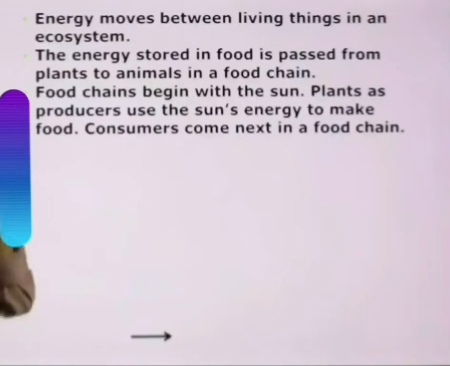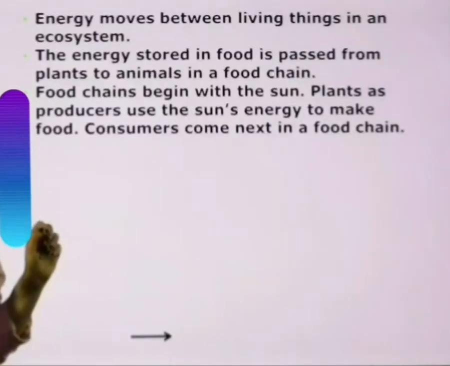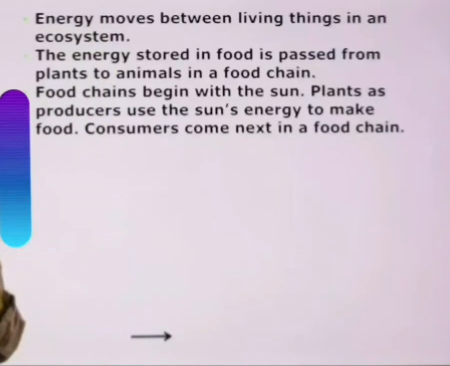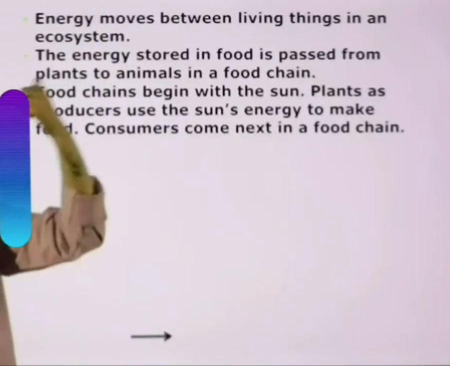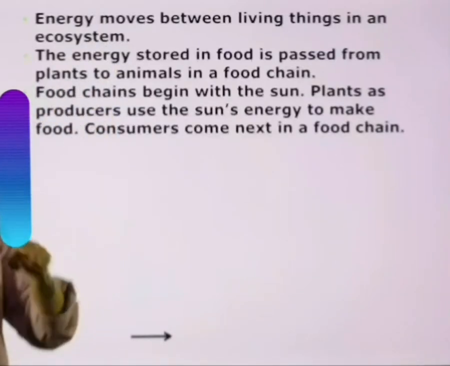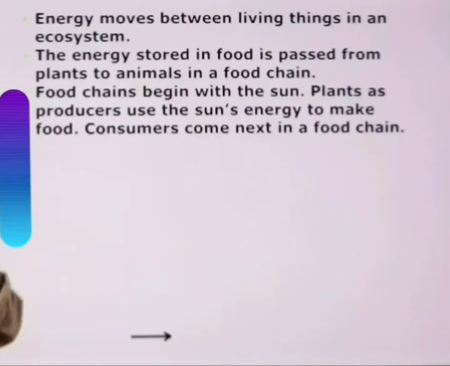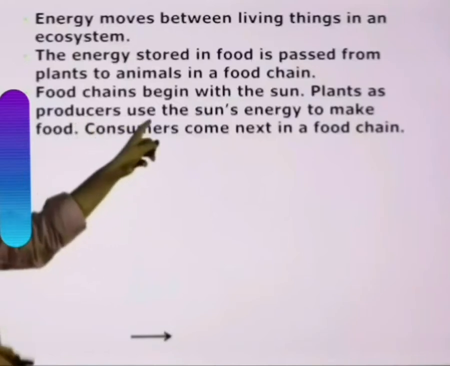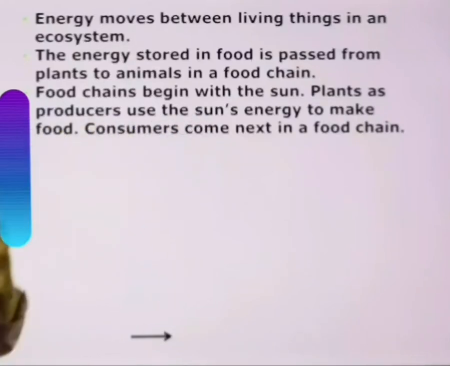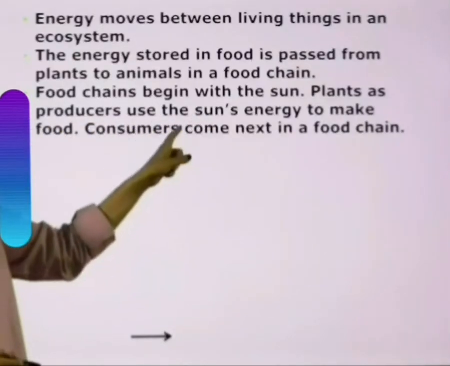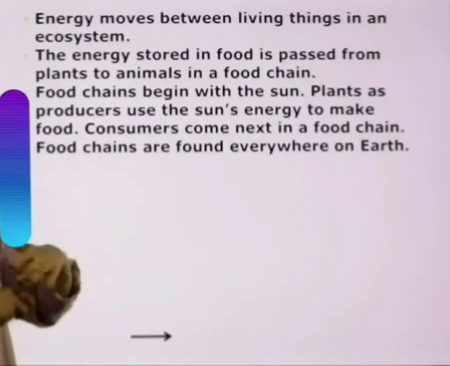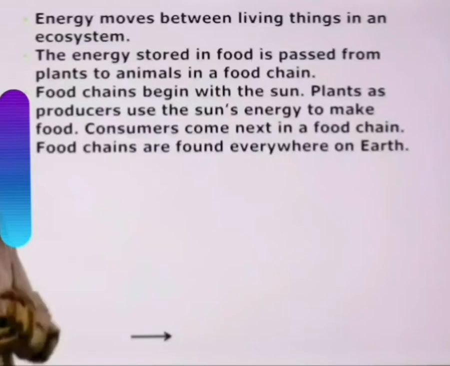That's why we said the sun is the biggest deal in the food chain. All the energy comes from the sun because the plants make their food from the sun and the animals eat the plant, and so on. Plants, as producers, use the sun's energy to make food. Consumers come next in the food chain. Food chains are found everywhere on Earth.